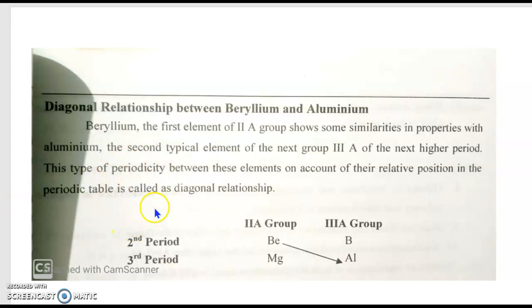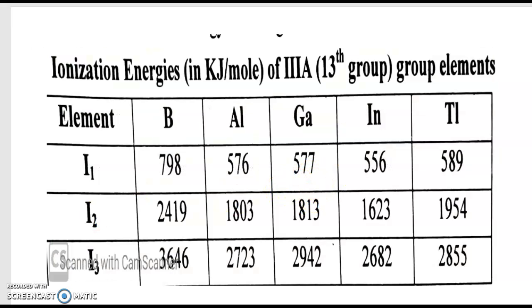Beryllium, the first element of the second A group, shows some similarities in some properties with aluminum, the third A group element. The second typical element is in the next higher period. This type of periodicity between these elements is on account of their relative position in the periodic table.